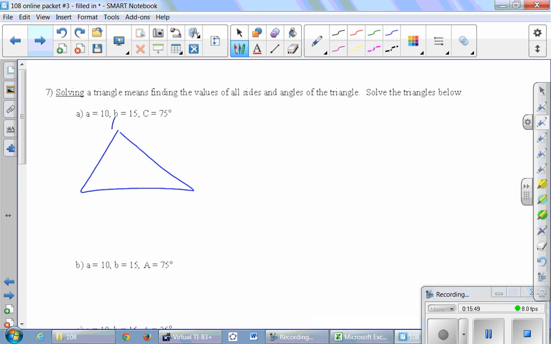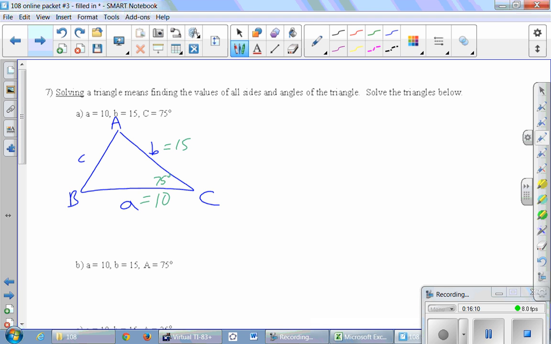Okay, so I draw the same generic triangle every time. I don't pay much attention to scale at all. But you've got to make sure you put the lowercase letters opposite their capital counterparts. And then we'll start filling in the blanks here. So a is 10, b is 15, angle C is 75 degrees.